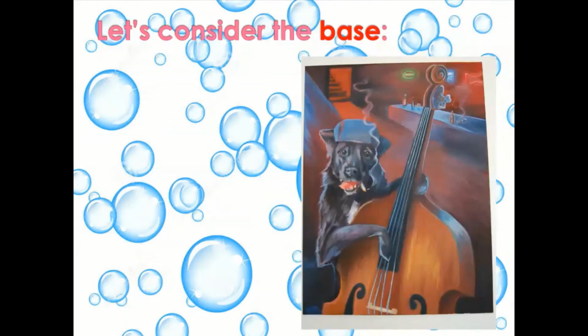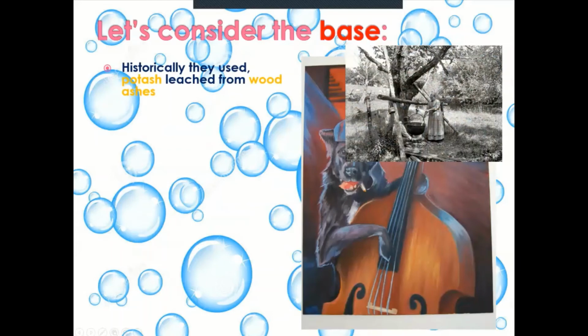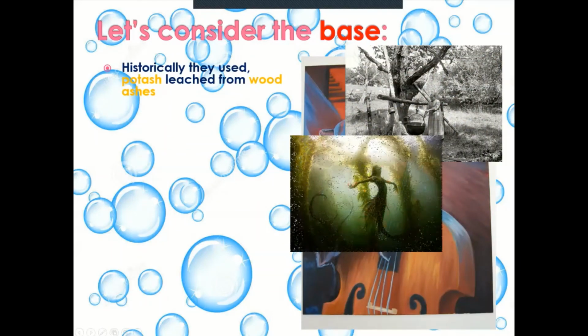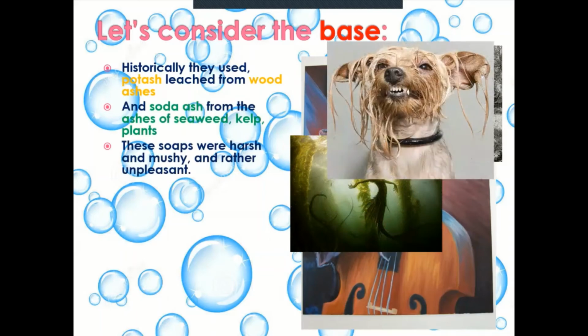All right, the base. Originally, I said this wrong in the video, but originally they used pot ashes. So potassium comes from the word pot ashes, the wood ashes. And sodium hydroxide was actually from the seaweed. It was called soda ash. And these soaps were very harsh and mushy, and they were actually quite unpleasant. It's probably why people didn't take many baths. And we can see that dog was not very happy.